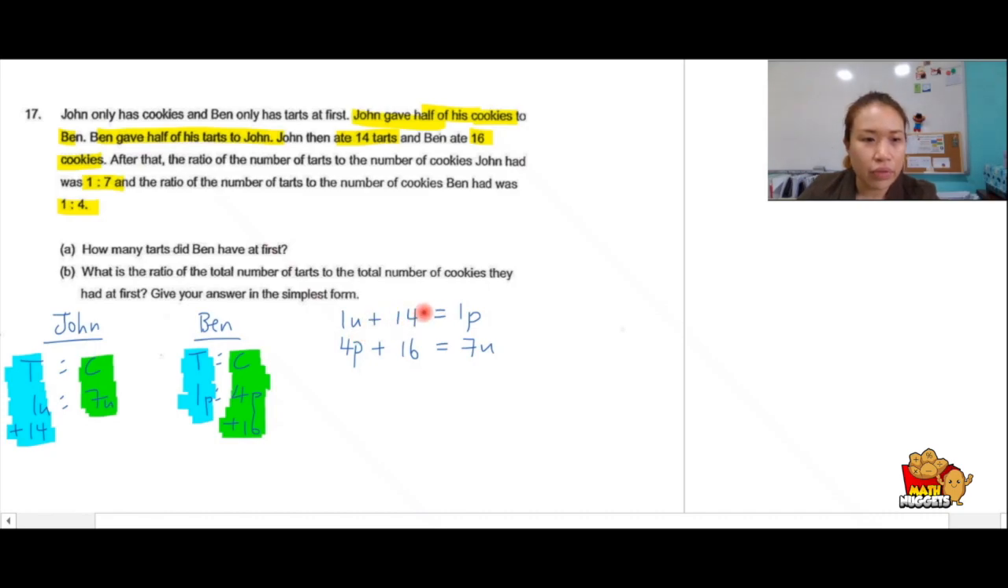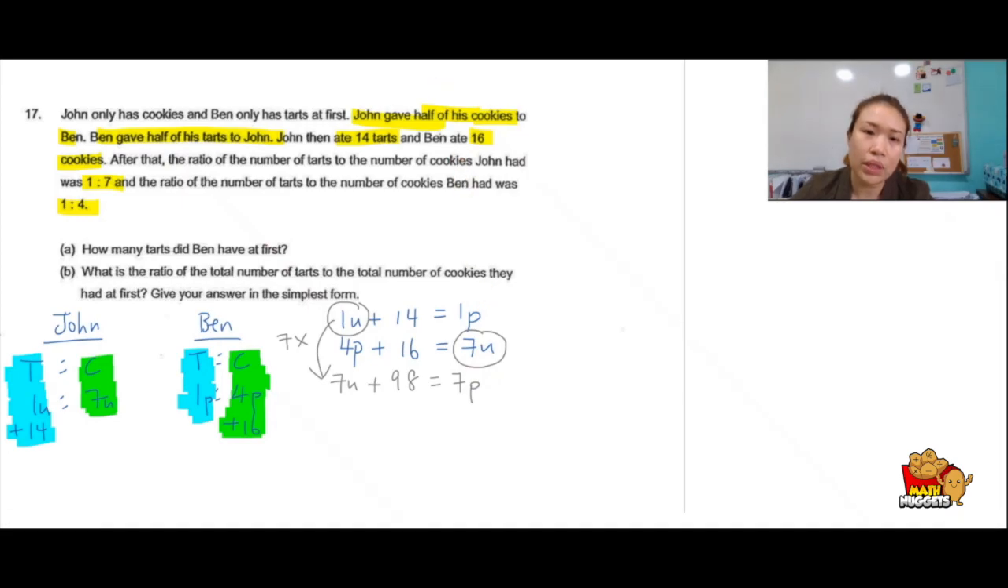Okay, so what we have here, we're trying to find the number of tarts that Ben had at first. So I can either solve for P or solve for U. In this case, maybe I will make U the same. Actually, it doesn't really matter, so I will make U the same. Okay, so I will times 7 here so that I get 7 units. So now this becomes 7U plus 98 is equal to 7 parts. So now take note, you have 7U and 7U the same already.